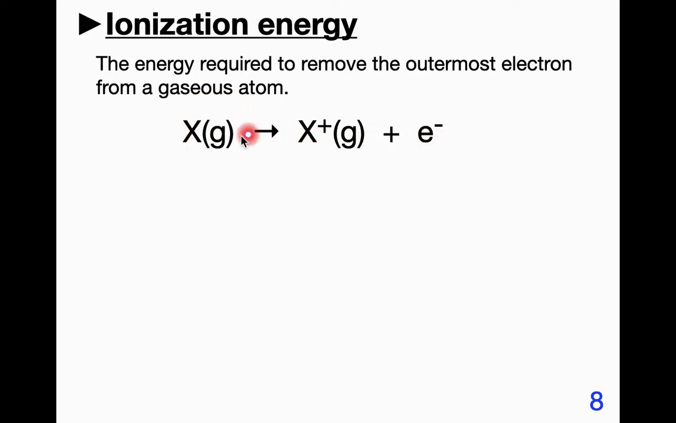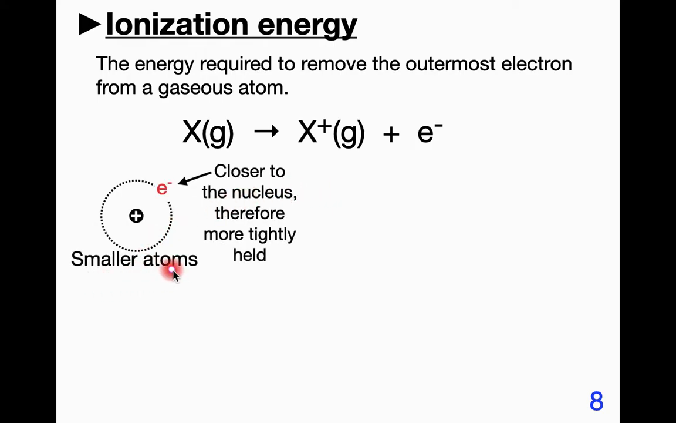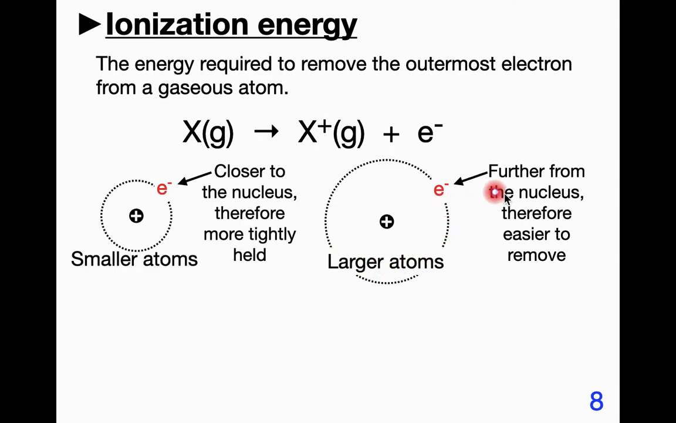This is a representation of that. So any element, gaseous, and an electron is being removed from it. Of course, that would make it a positive ion. Okay, now smaller atoms have the electrons closer to the nucleus. And so those are going to be more tightly held. Just think of it like a magnet and a piece of metal. The closer the metal is to the magnet, the stronger the attraction. Just the same thing. The closer the electron is to the positive nucleus, the stronger the attraction. So it's going to be harder to remove an electron when it's closer to the nucleus. Conversely, for larger atoms, the electron is further from the nucleus. So it's going to be easier to remove.